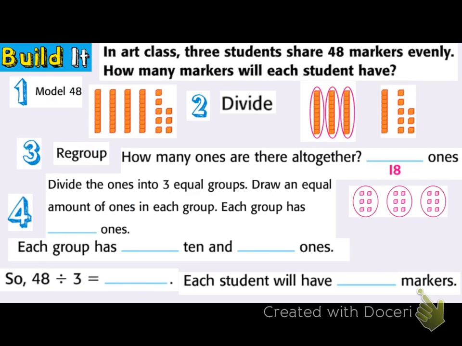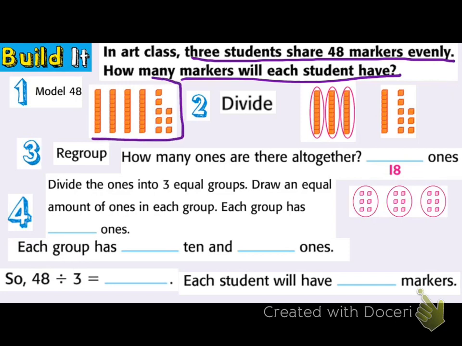All right, our first one is build it. In our class, 3 students share 48 markers evenly. How many markers will each student have? Well, step 1 is we have to make our model. And if we model 48, you would have 4 groups of 10, so 10, 20, 30, 40, and then of course the 8 ones. So step 1, model 48.